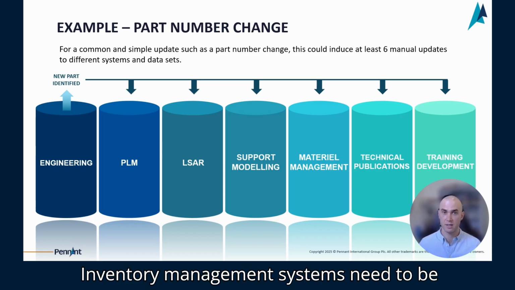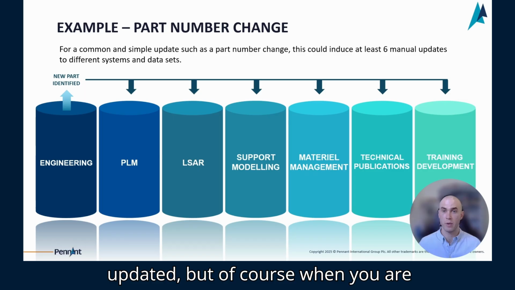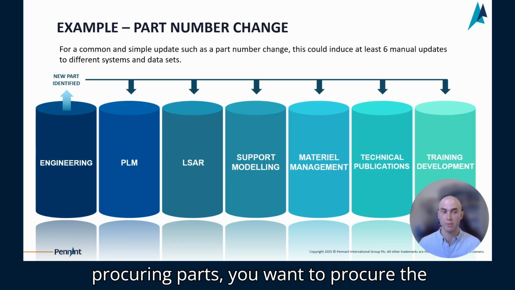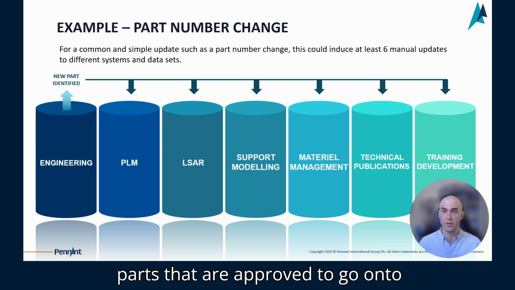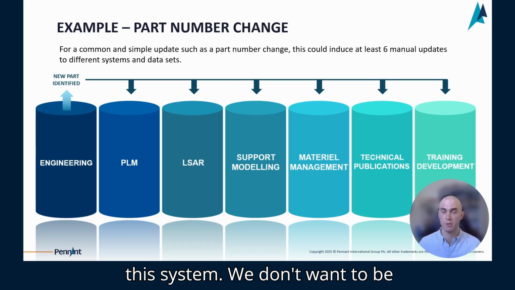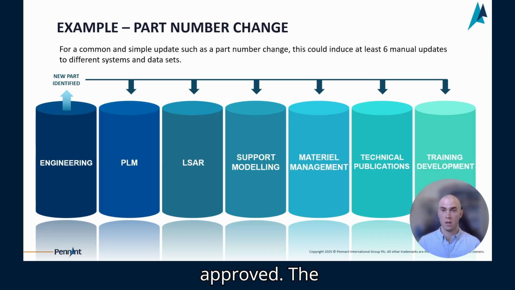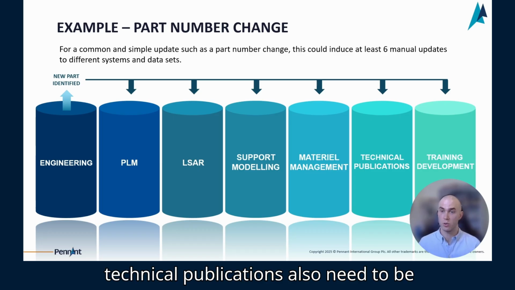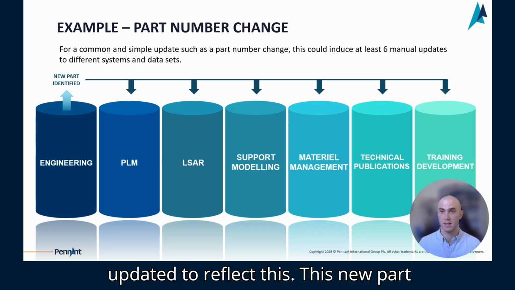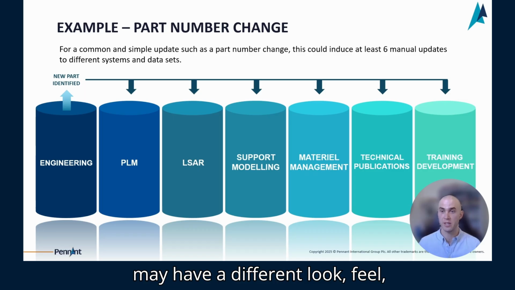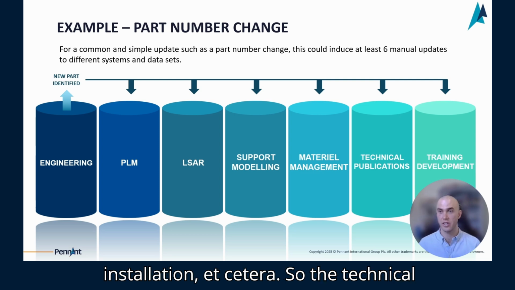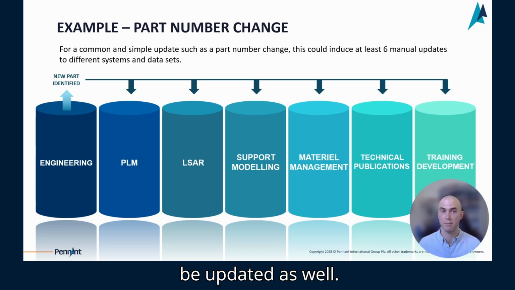Inventory management systems need to be updated. Of course, when you are procuring parts, you want to procure the parts that are approved to go onto this system. We don't want to be procuring old parts which are not approved. The technical publications also need to be updated to reflect this. This new part may have a different look, feel, different procedures for testing, installation, etc. So the technical publications, it's critical for those to be updated as well.